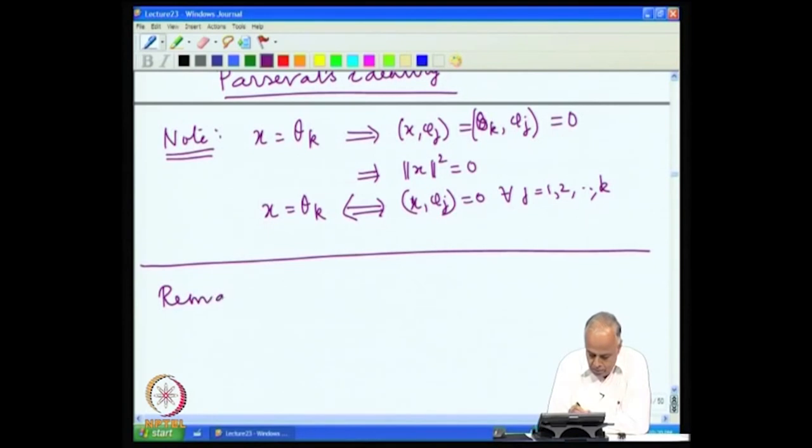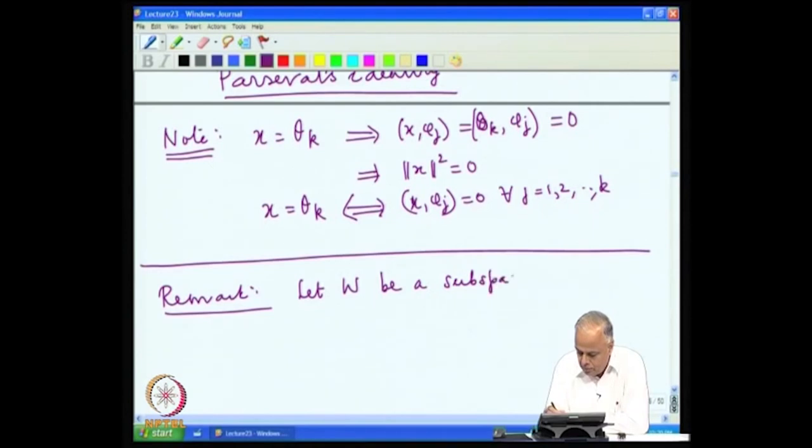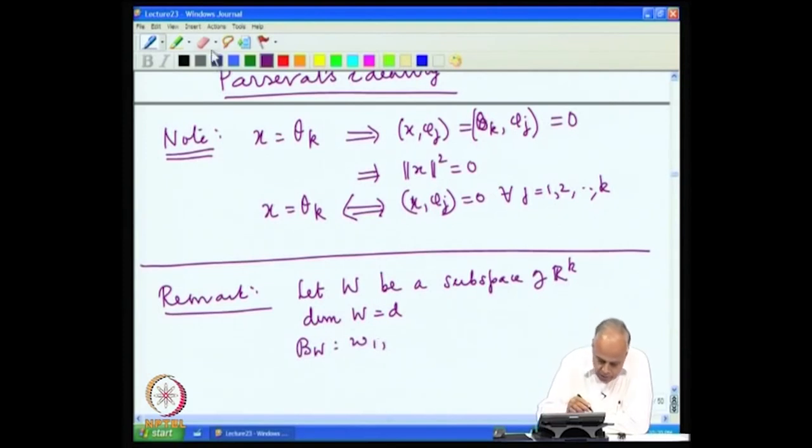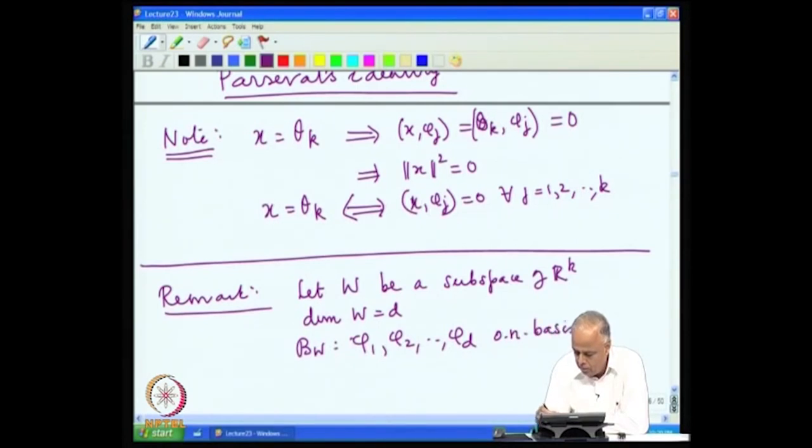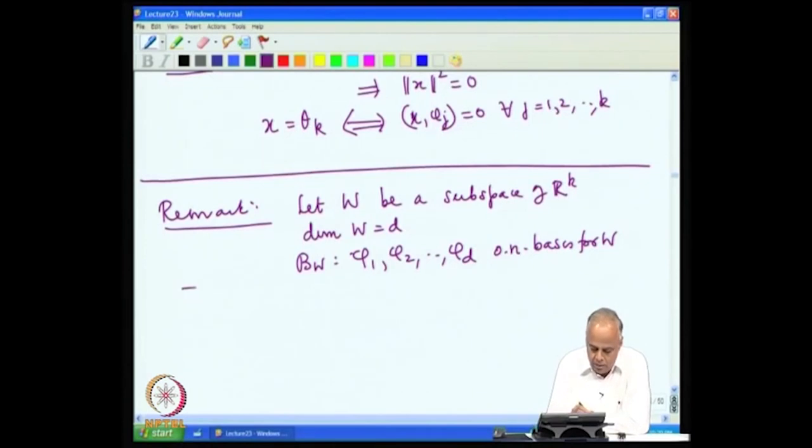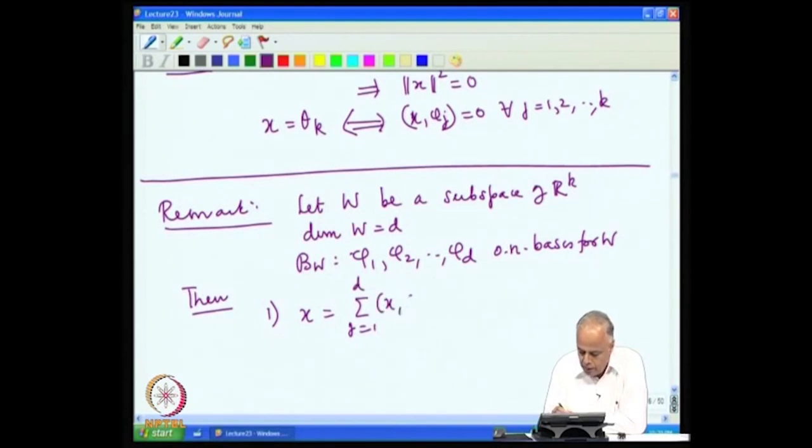Remark: we can do the same thing in a subspace also. So let W be a subspace of R^k, and the dimension of W is d. Let me call it again the same φ notation for an orthonormal basis: φ_1, φ_2, ..., φ_d is an orthonormal basis for W. Then we can restrict our Fourier expansion within W. x is equal to the summation, j equal to 1 to d, of the inner product of x with φ_j times φ_j, for every x in W.